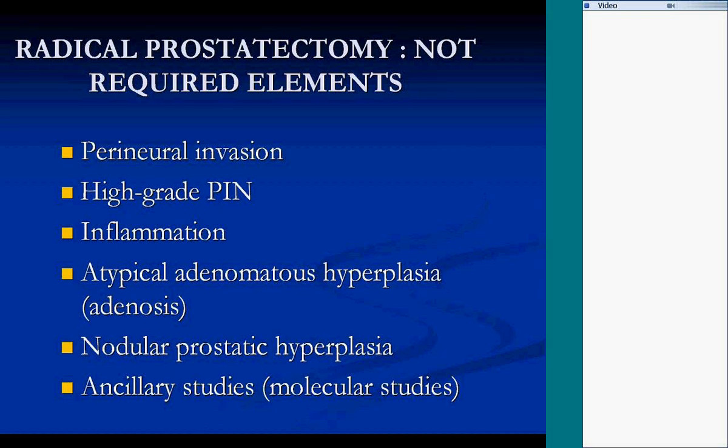What's not required and what doesn't make a difference for outcome and for patient treatment: perineural invasion, high-grade PIN, inflammation, adenosis, nodular hyperplasia, molecular testing. So none of this is standard. Actually, I do report these in our synoptic, but it's optional. You can report them if you see them and if you like, but it's not, again, going to influence therapy.